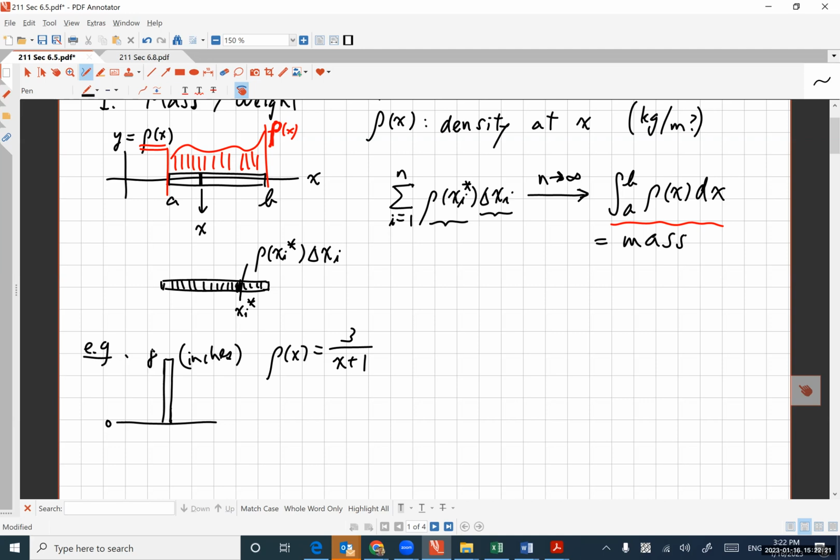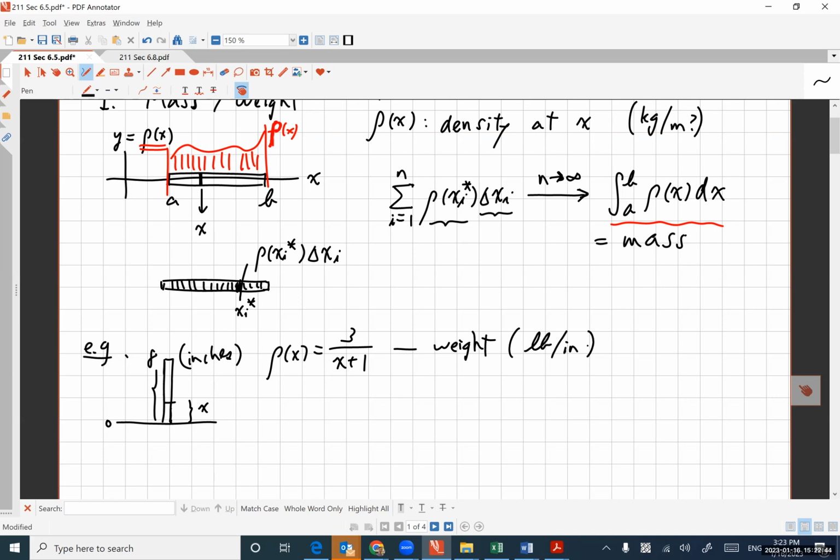Okay, so it's an 8-inch tall stick where the height is x inches, right? The density, let's just call this a weight. Okay, so this is the weight function, and it's measured in this case in pounds per inch.